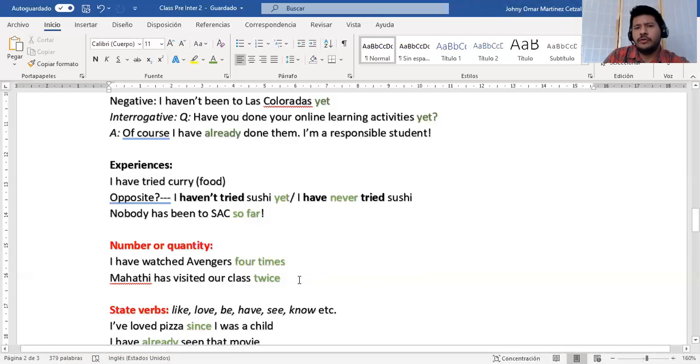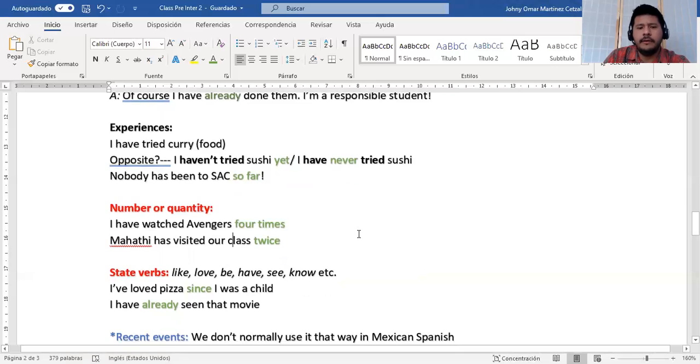We prefer to use twice in American English. We say once, twice, 3 times, 4 times, 5 times. In British, I think they normally say once, 2 times, 3 times, 4 times, 5 times, okay? Maybe it's the other way around, but bear in mind that in some dialects, they don't use twice, and in others, they say 2 times. It's the only thing to consider, okay? I use twice very often.